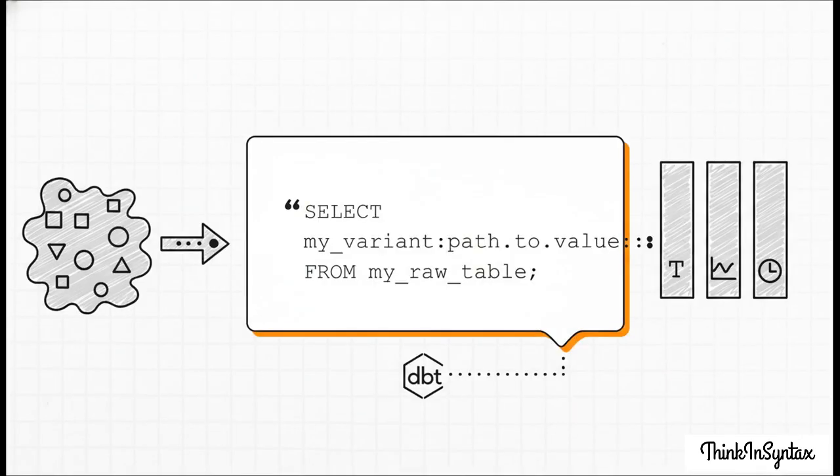And look how simple this is in practice. This little piece of code is all it takes. You use this colon and dot notation to basically walk through the JSON structure, pull out exactly the value you need, and then cast it to the right data type, like a string or a number. This simple syntax, often inside a dbt model, is how you transform that unstructured mess into clean, beautiful, analyzable columns.